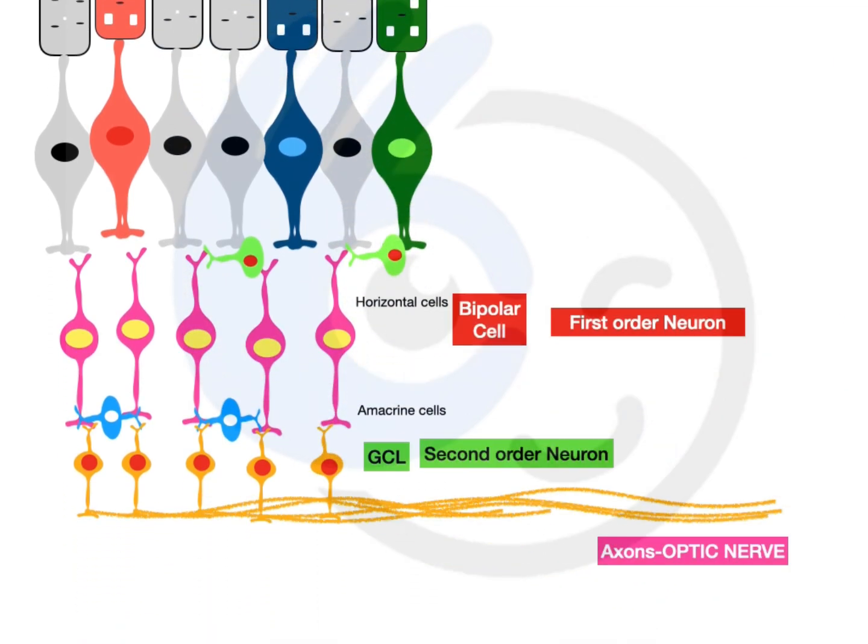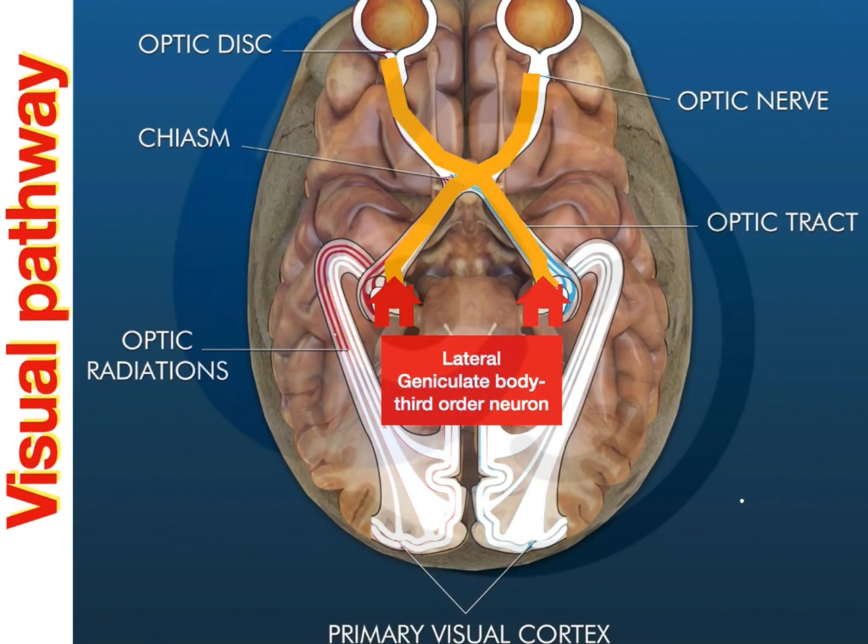So overall, the first order neuron is formed by the bipolar cells, the second order neuron by the ganglion cells, and the action potential is transmitted to the optic nerve. The optic nerves of both eyes converge to form the optic chiasma, then the optic tract, then it reaches the lateral geniculate body, where it forms the third order neuron. From the lateral geniculate body it forms the optic radiation and then the visual cortex.